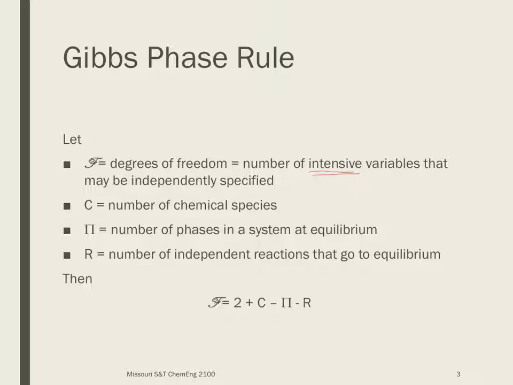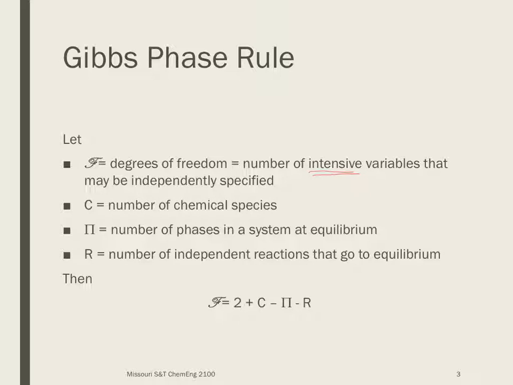So if I am looking at a box of chemicals, I've got a closed system of chemicals there, and they are all sitting there at equilibrium. How many variables do I need to specify to really understand what's happening inside that box? Now, inside that box, I can have a certain number of chemical species. The number of chemical species we usually designate with a C. We also can have a number of phases. The number of phases in a system at equilibrium we represent with pi for phases. It's just a common thing to do.